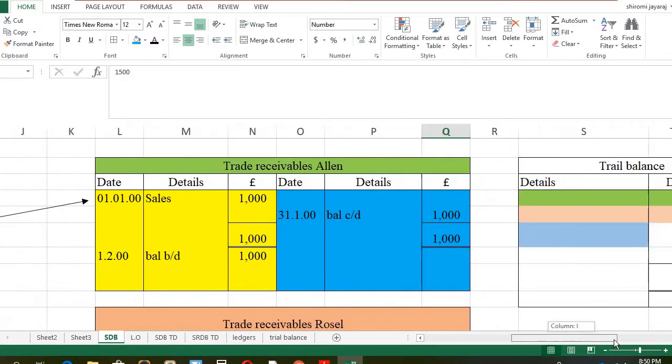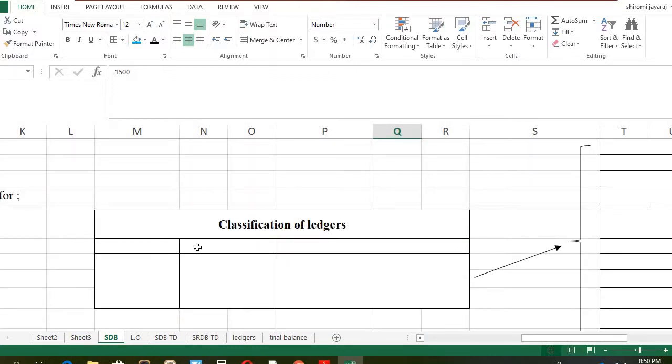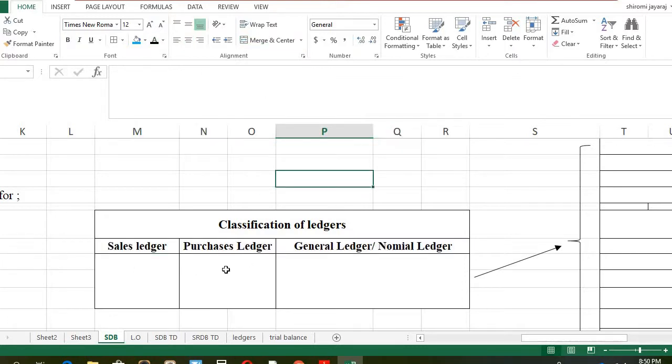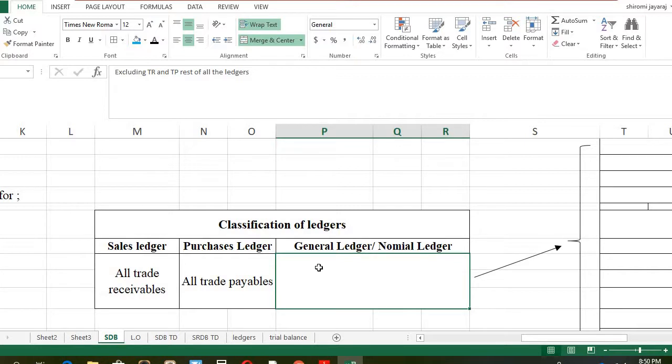Now let's see under which ledger all these three accounts belong to. Ledgers can be classified as sales, purchases, general or nominal. What does sales ledger mean? It includes all the trade receivables, whereas purchases ledger includes all trade payables. General ledger or nominal ledger includes all the accounts excluding trade receivables and trade payables.